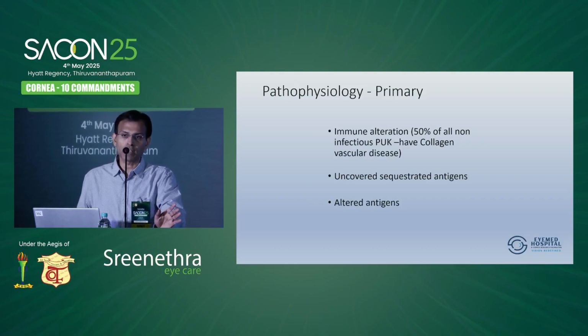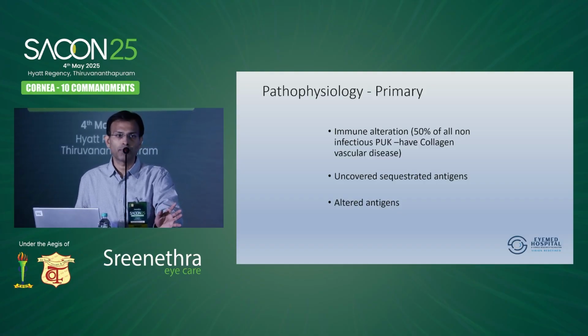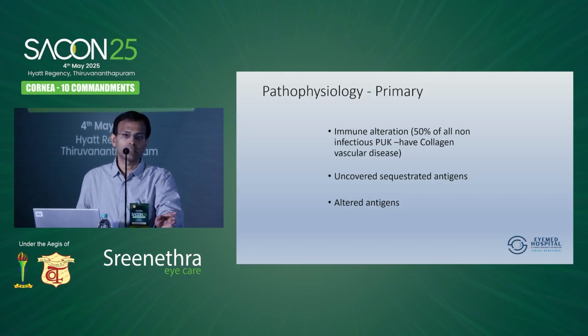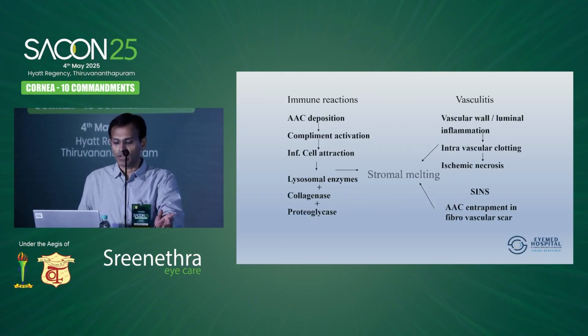Pathophysiologically, you have to understand the primary disease before going into the surgical or medical aspect. There is an immune alteration, because 50% of all the non-infectious PUK have collagen vascular disease. So you have to understand that most of the patients who have a peripheral corneal problem may have systemic collagen vascular disease, at least 50% have. So evaluate them properly, because most of them have uncovered sequestered antigens. They are very, very strong and mostly altered antigens.